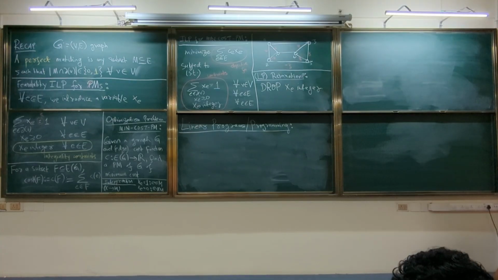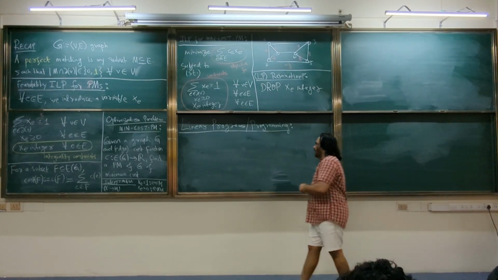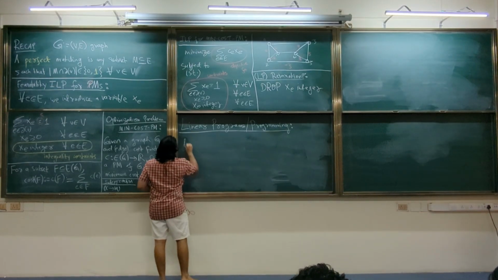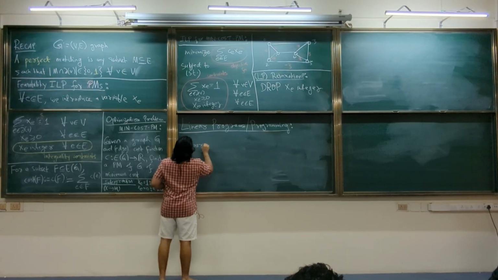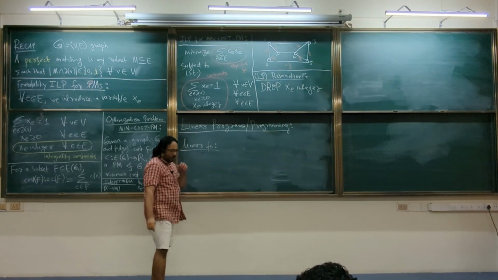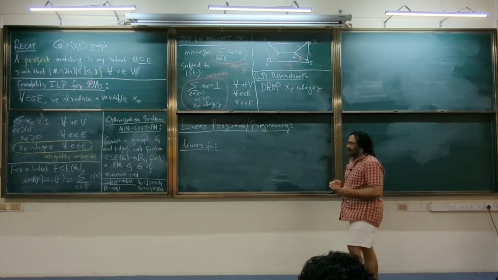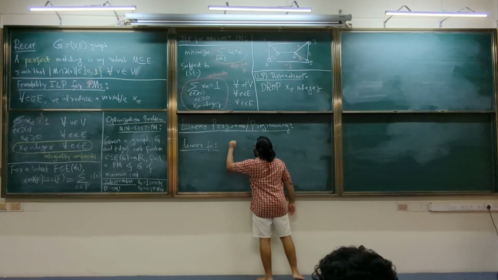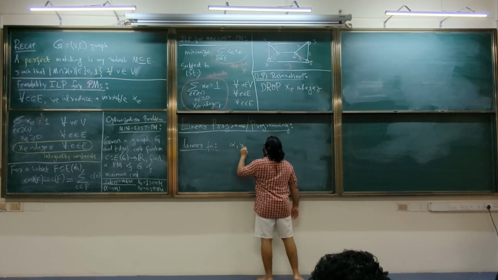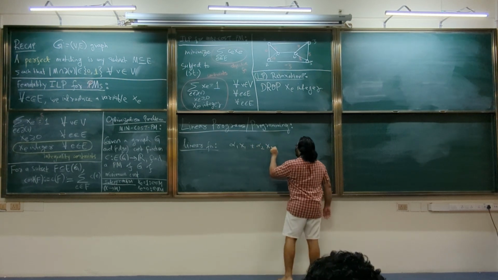Well, before we define a linear program, we'll define a linear function. I'm sure most of you know it, just so that we are on the same page. Let's start with basics. What is a linear function? So if I have some variables x1 up to xk, then the linear function is alpha 1 times x1 plus alpha 2 times x2.